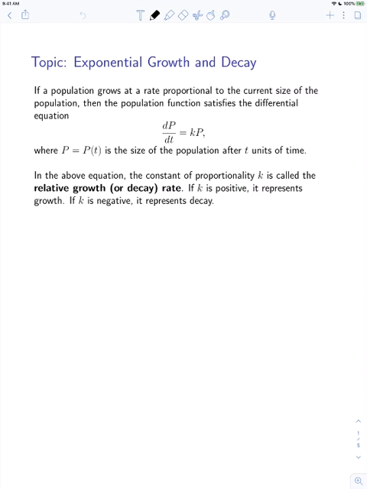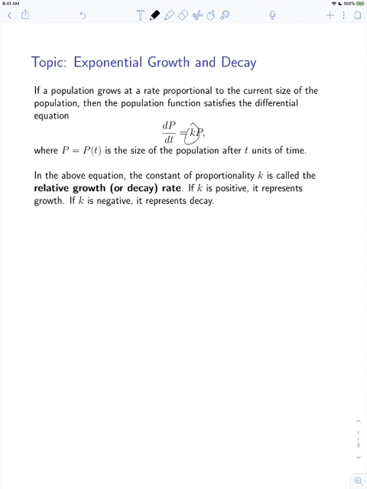In this video, we're going to talk about exponential growth and decay. If a population grows at a rate proportional to the current size of the population, then the population function satisfies the differential equation dP/dt = kP. dP/dt is the instantaneous rate of change of the population with respect to time, and the assumption is that it is proportional to the current size of the population.